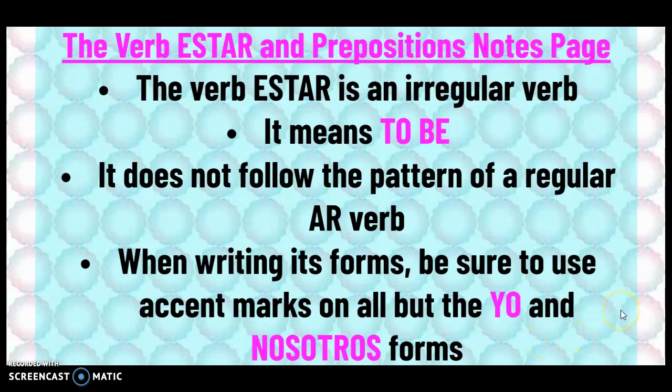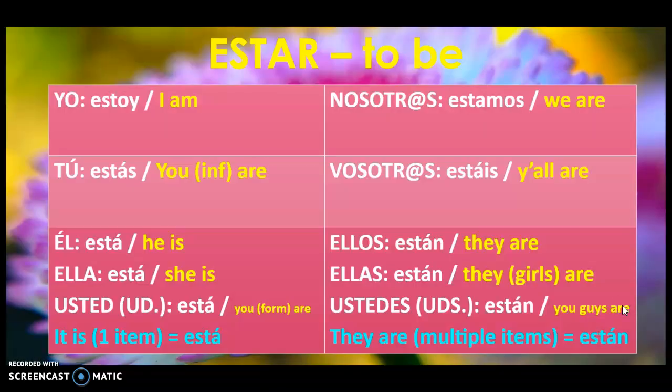Now, something that you need to know is that everything has an accent mark except for the yo and nosotros form. So make sure that you include your accent mark on everything except for those two. So let's go ahead and fill in our chart. I want you to fill in the Spanish and English because this will be a very, very helpful chart as you are working on homework or taking a quiz or whatever.